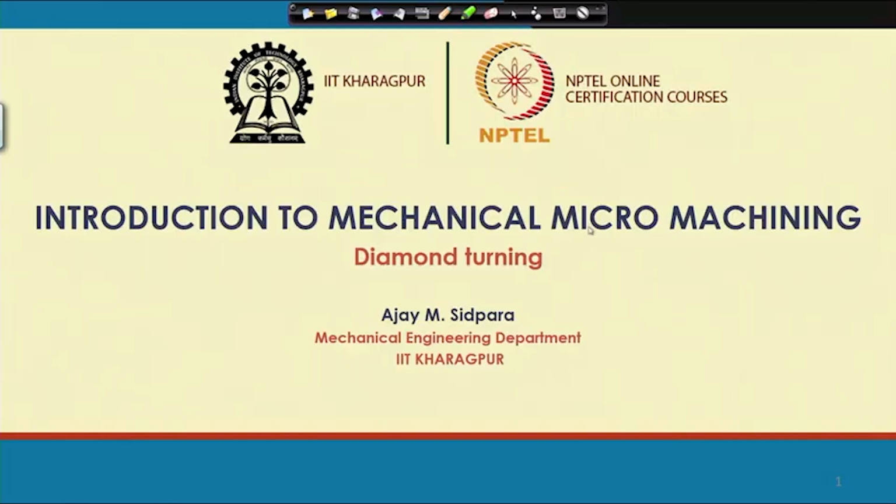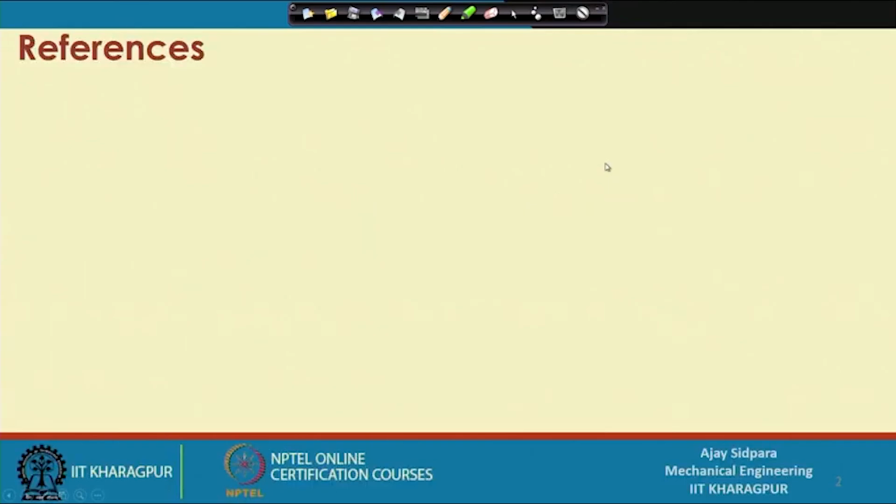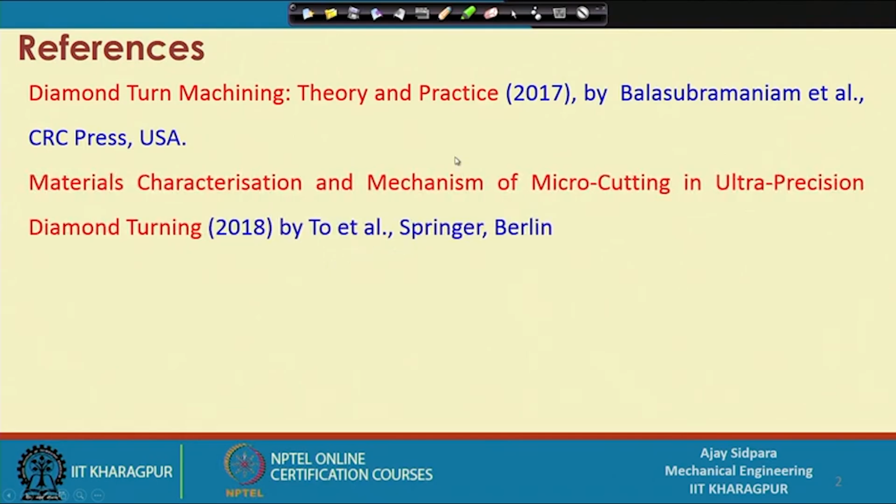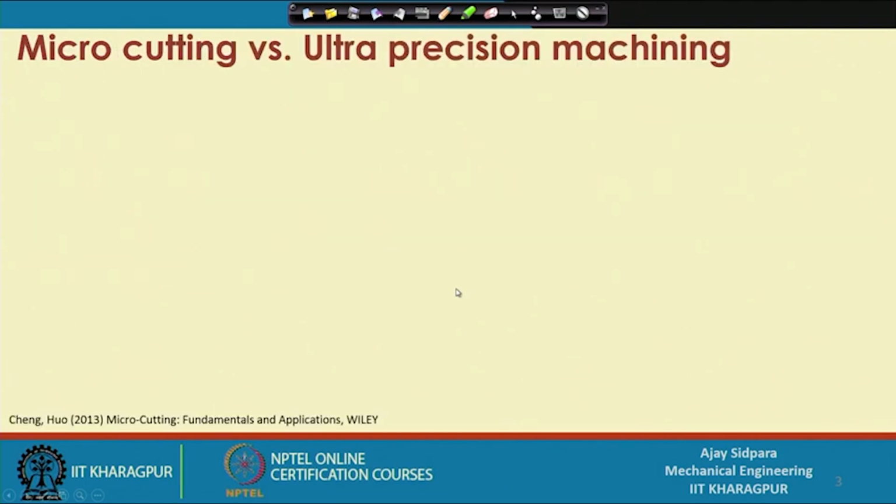So, let us continue our discussion on diamond turning. For this particular topic you can use these two recently published books. You will get most of the latest technology trends, theory, practices and mechanisms about diamond turning processes. There are also many book chapters available, from which I have covered many things, and research papers are available for more discussion about this process.